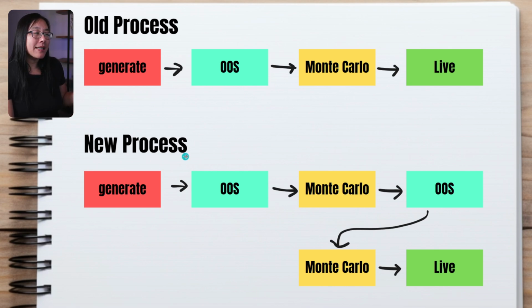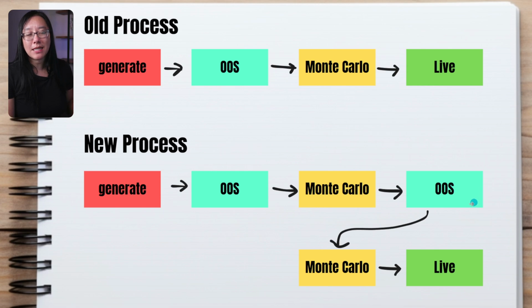In the new process, I only made small tweaks to my EA generation process and the out of sample. The Monte Carlo parameter randomization, I kept the same. What I added was a second out of sample step, which I am doing manually.